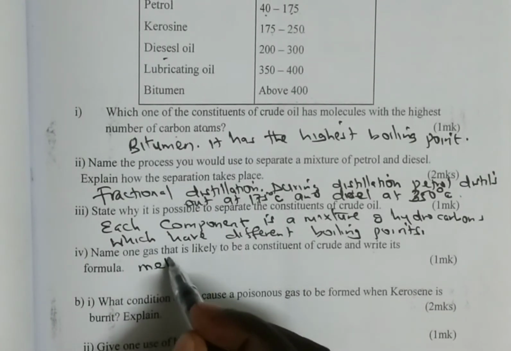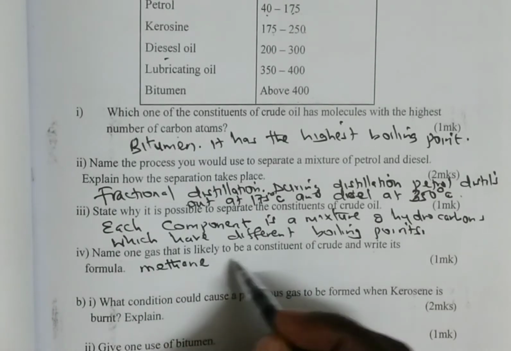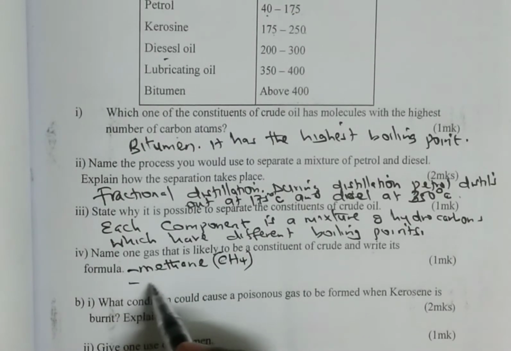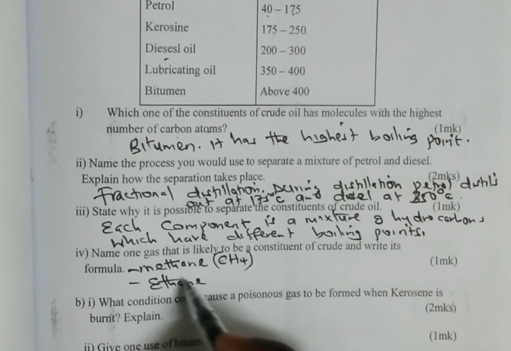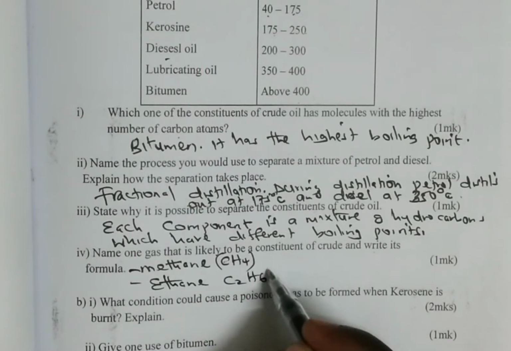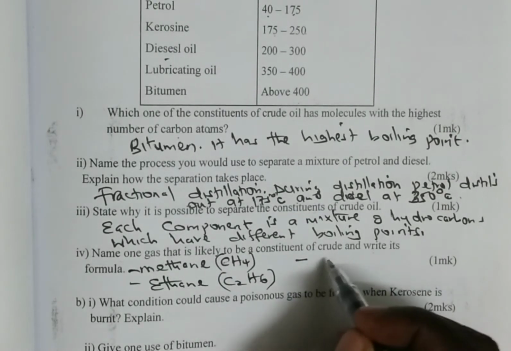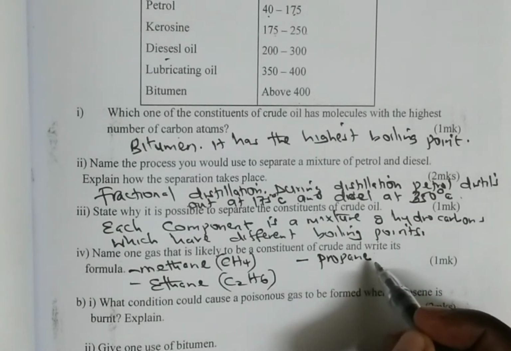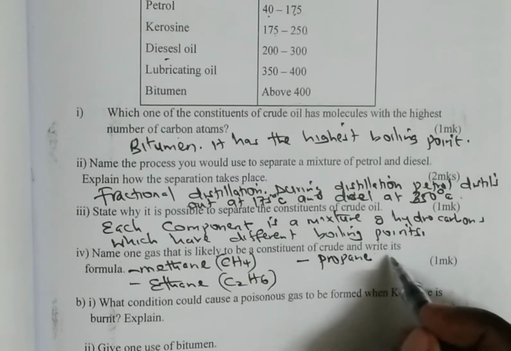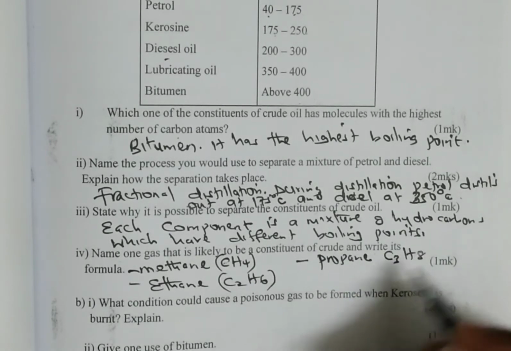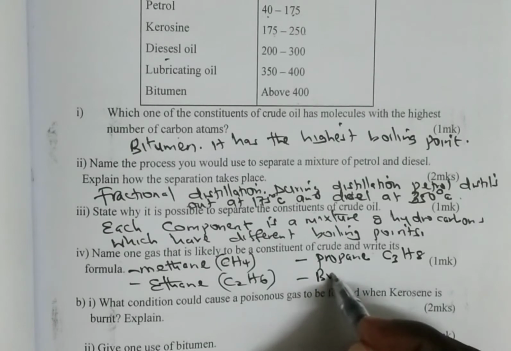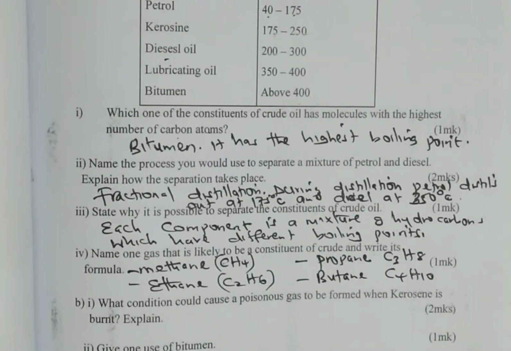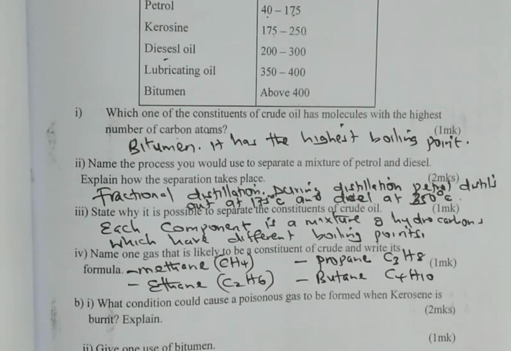We have methane, whose molecular formula is CH4. We have ethane with C2H6. We have propane, C3H8. We also have butane with C4H10. All those exist as gases.